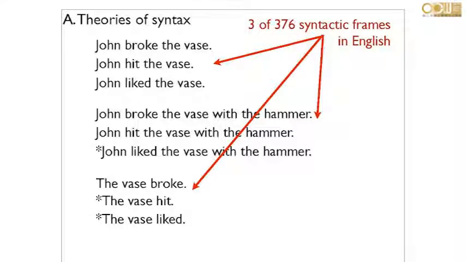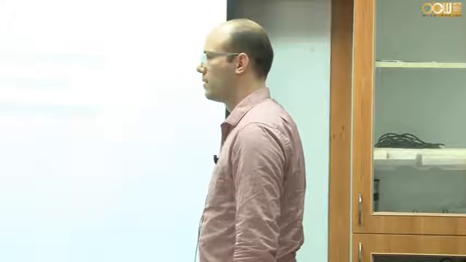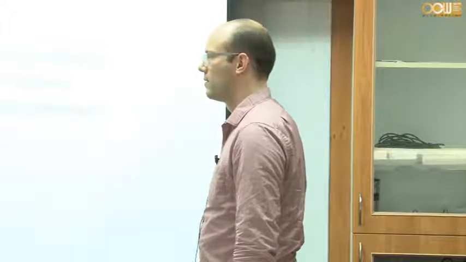Just a second. For John liked the vase with the hammer, this is not good. Yes. But you can have another word with, for example, John liked the vase with her heart. How do you deal with those kinds of things? No, you can't say that. I'm trying to make a sentence with John like something. Oh, I like Josh likes his wife with all his heart. That's fine, right? You love your wife with all your heart.